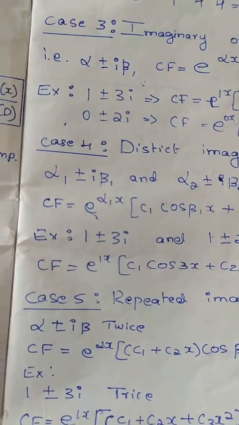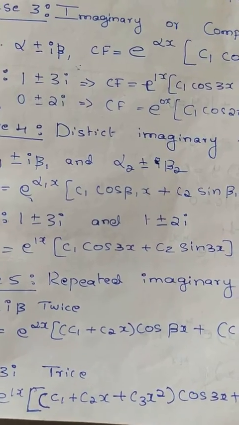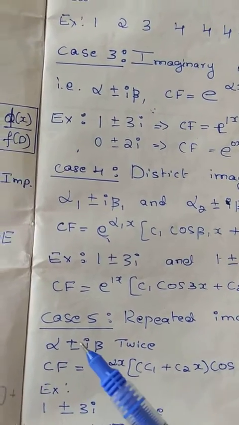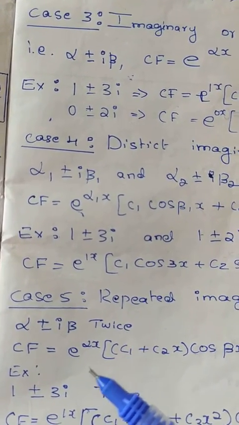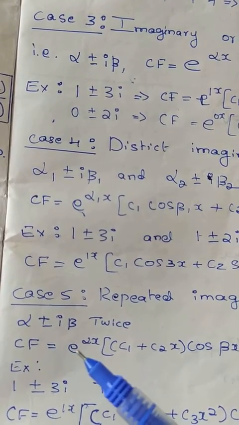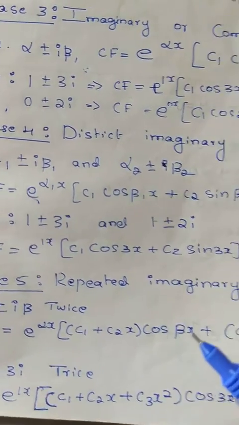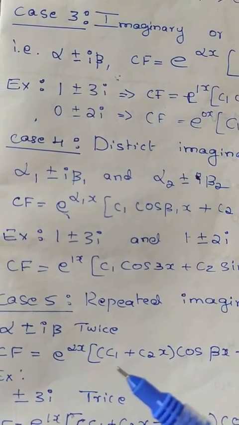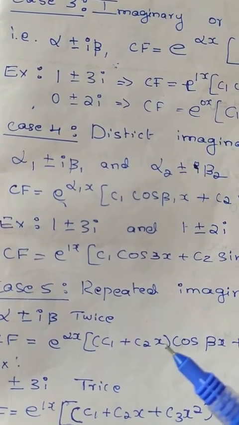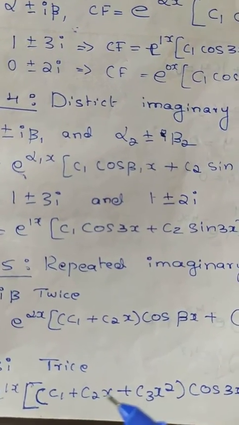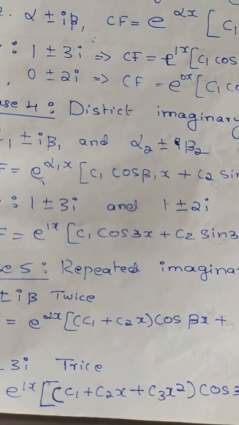Okay. Next, case 5: repeated imaginary roots. Imaginary roots repeat 2 times, 3 times, etc. In that case, alpha plus or minus i beta repeats how many times? Twice. That means, what is the real part? Alpha. e power alpha x into, in place of C1 and C2, take a polynomial C1 plus C2x. If it repeats 2 times, take C1 plus C2x. If it repeats 3 times, C1 plus C2x plus C3x square, like that. 4 times, C1 plus C2x plus C3x square plus C4x cube, like that.